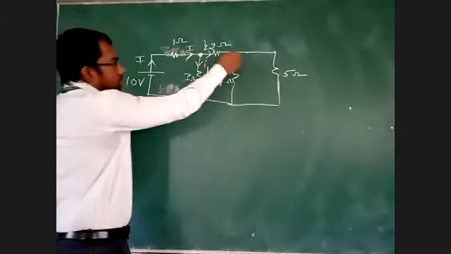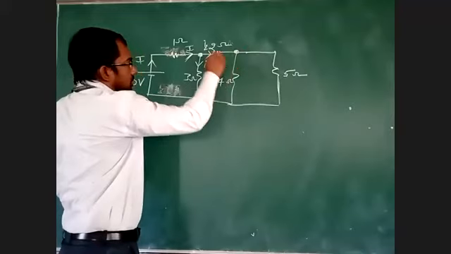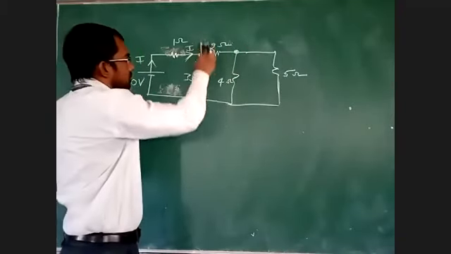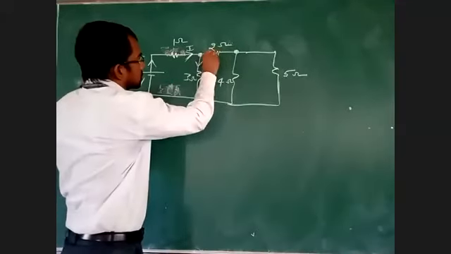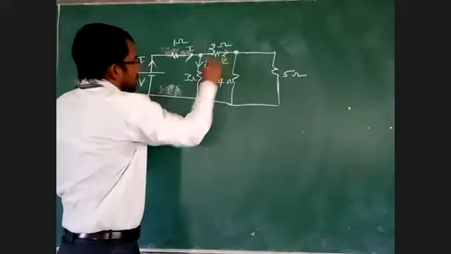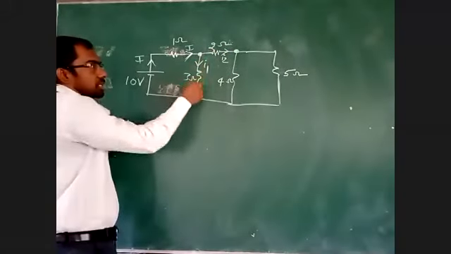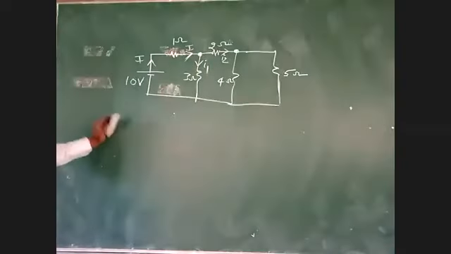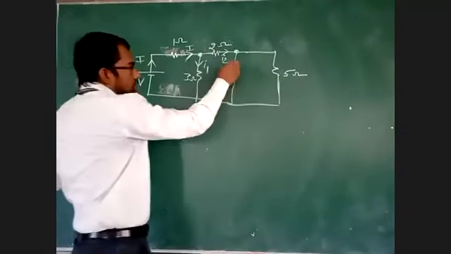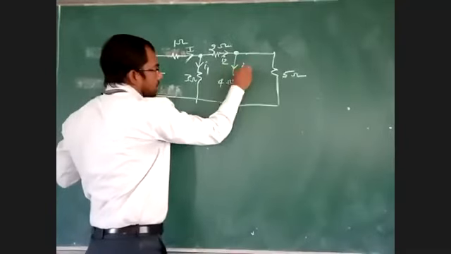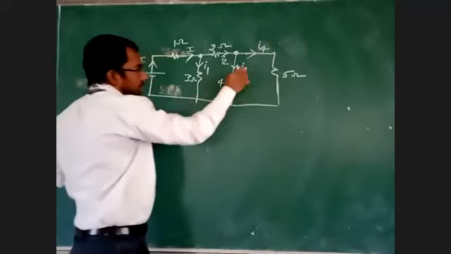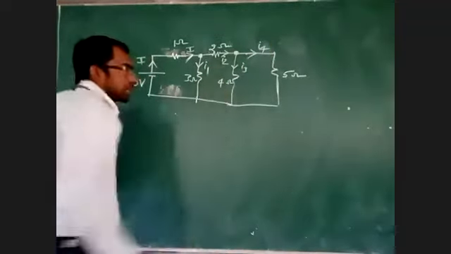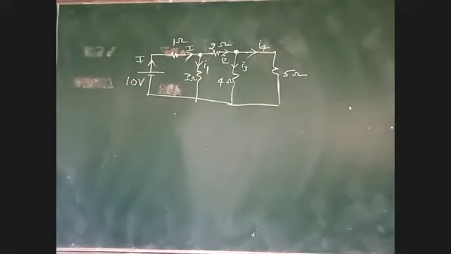Now again this I2 is coming at this node point. I1 is flowing in 3 ohms, I2 is flowing in 2 ohms. Again this I2 is coming at this node and it is dividing as I3 and I4. I3 is the current in 4, I4 is the current in 5 ohms. Like this, current will divide. Only at a node point will current divide.